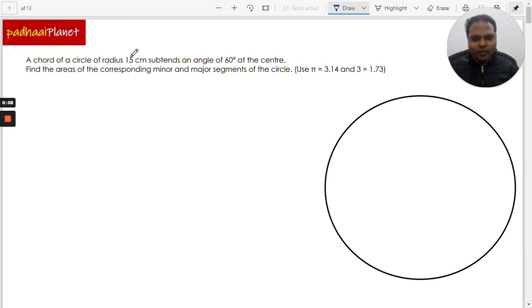We have got another question from circles, and this question is that a chord of a circle of radius 15 centimeters. That means the radius of the circle is given, and that is 15 centimeters. This chord is subtending an angle of 60 degrees at the center of the circle.